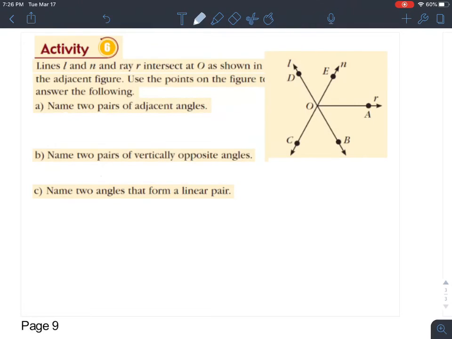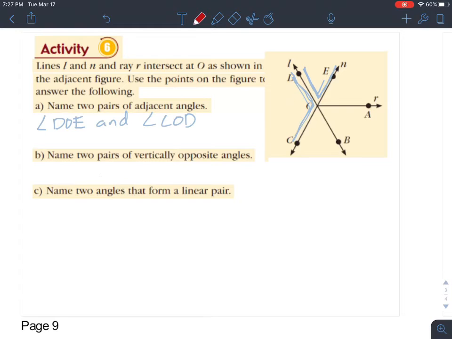Okay, so for part A, it tells us that we're supposed to name two pairs of adjacent angles. Now, there's a lot of them in this picture, so I'm just going to name two pairs that I noticed myself. The first one that I'm going to start with is this right here, DOE. And then I need to pick an angle that happens to share a ray with either OD or OE. And so I'm going to choose the one that is OD, and I'm going to pick this angle here, and that is COD. So that's going to be my first pair of adjacent angles.